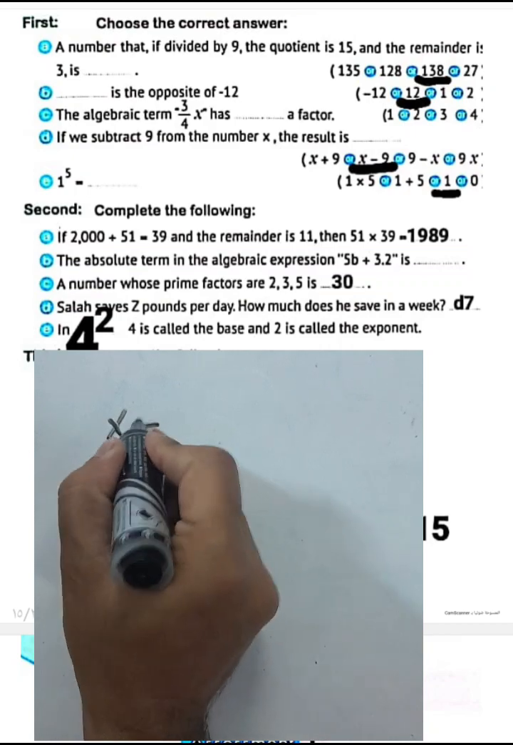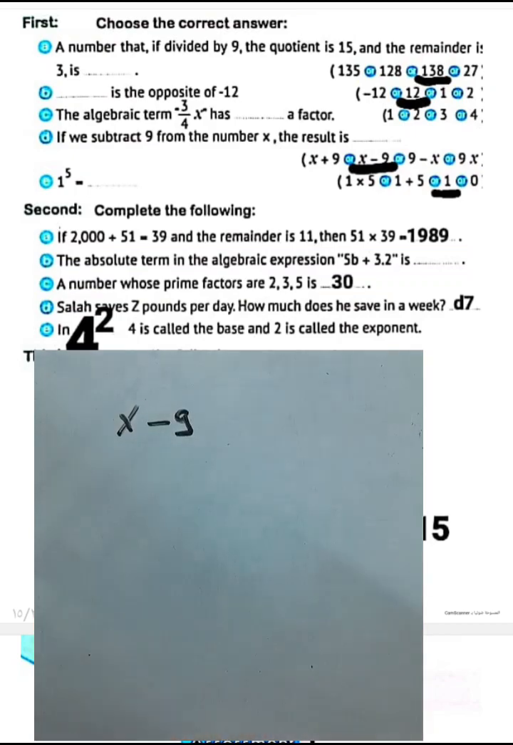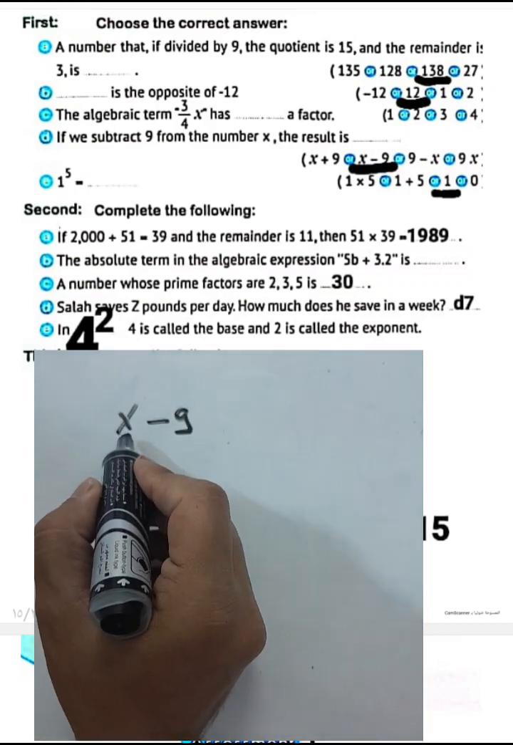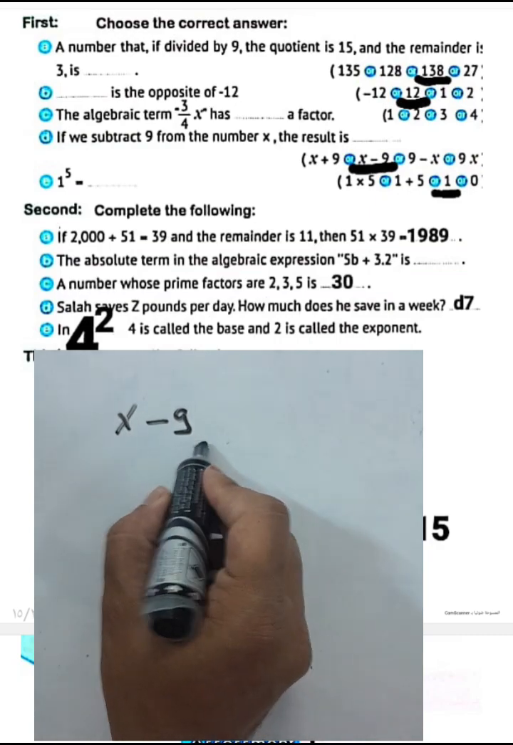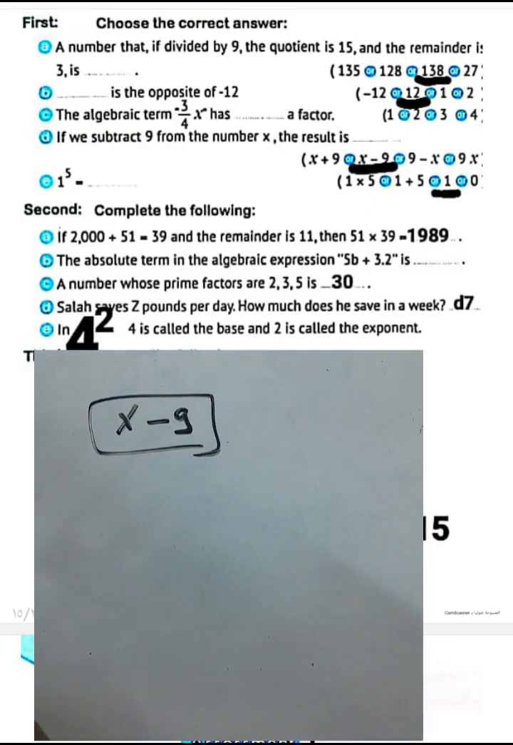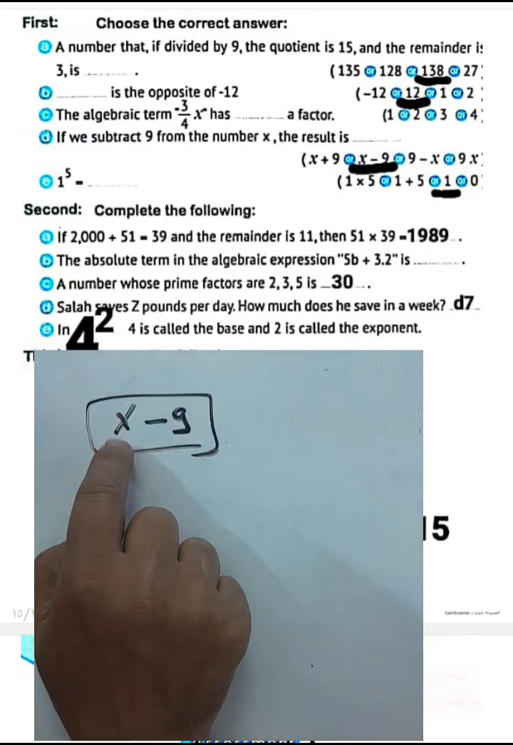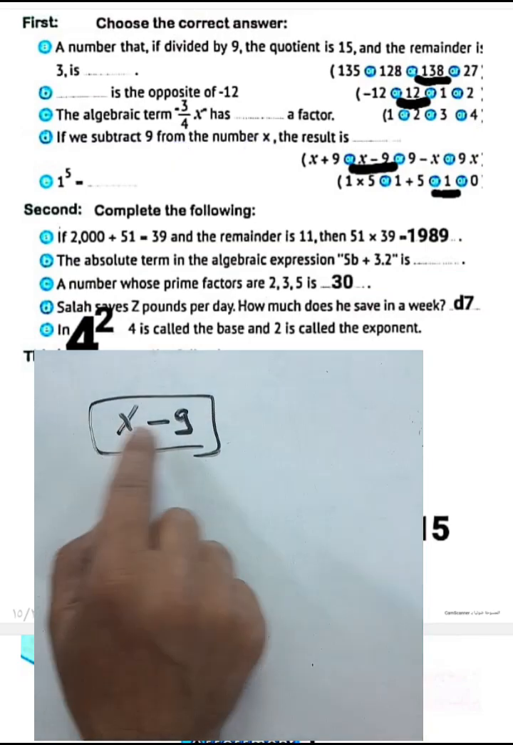Question letter D. If we subtract 9 from the number x, then the result will be x subtracted by 9. Why? Because x we call the minuend, and 9 is called the subtrahend. He gave us this information. If we subtract 9 from x, then x is the minuend and 9 the subtrahend.